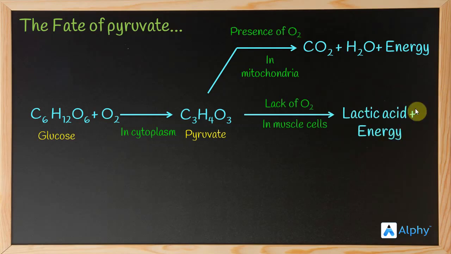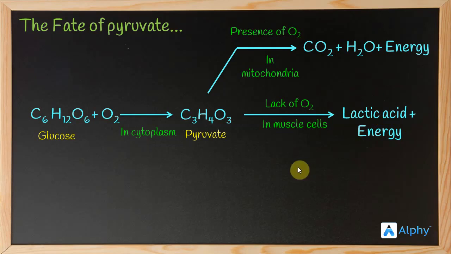Our lactic acid is also a 3 carbon molecule, and when this lactic acid starts accumulating in our muscle cells, that's when we start getting cramps. So this is the reason you get cramps while doing muscular work. Our leg muscles start to ache, our arm muscles start to ache, right? So that's the reason for getting cramps here. This lactic acid starts accumulating in our muscles.